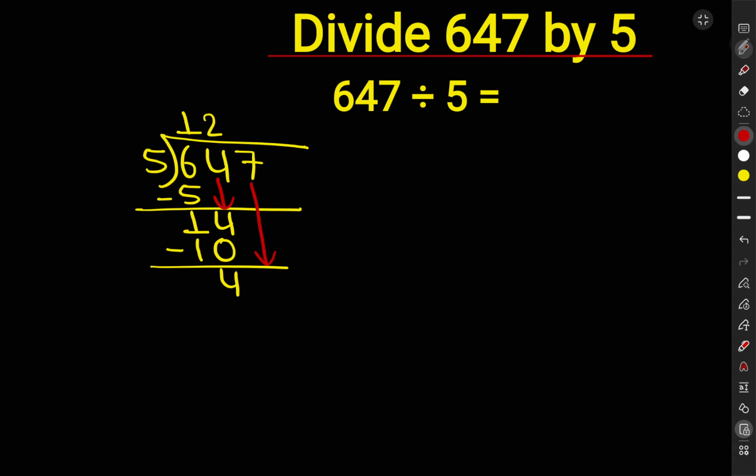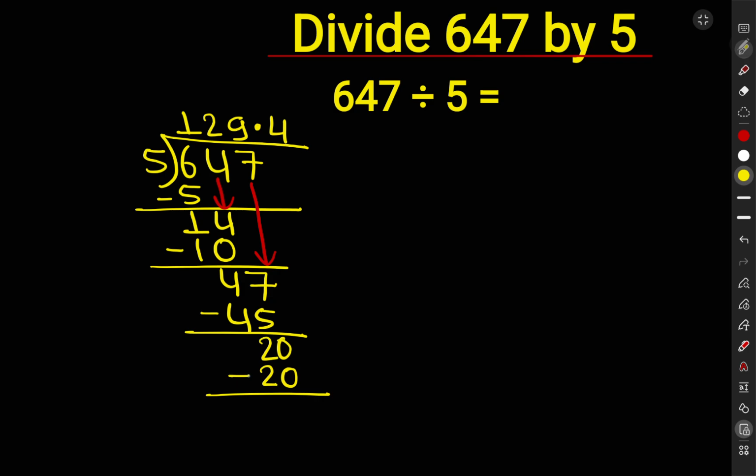So again we put down this 7 and it is 47. 5 times 9 is 45. On subtracting, we get 2. So now we have no other number to put down. So we take a decimal here, so that we put 0. So it is 20 and 5 times 4 is 20. On subtracting, we get 0.